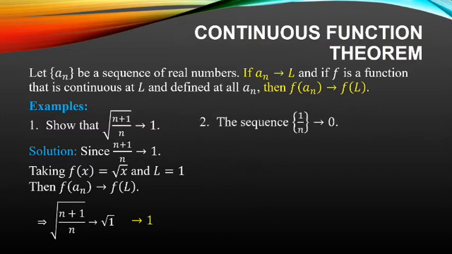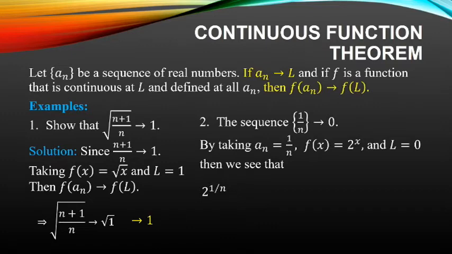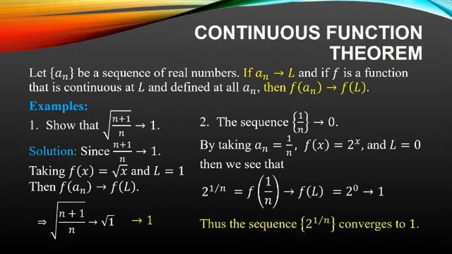Another example: the sequence 1/n approaches 0. By taking a_n equal to 1/n, then f(x) is equal to 2 raised to x, and L is equal to 0. So we have 2 raised to 1/n. Using the continuous function theorem, f(1/n) approaches f(L), and f(L) is equal to 2 raised to 0, and any number raised to 0 is equal to 1. So 2 raised to 1/n approaches 1. Thus the sequence 2 raised to 1/n converges to 1.